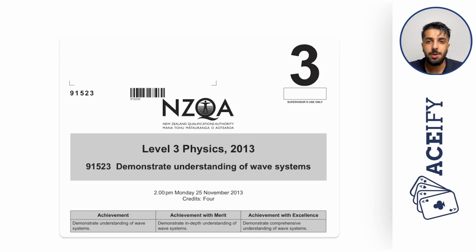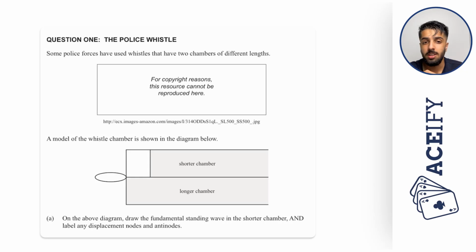Okay, in this video we'll be going through the 2013 Level 3 Waves Exam. Question 1. Some police forces have used whistles that have two chambers of different lengths. A model of the whistle chamber is shown in the diagram below. On the diagram above, draw the fundamental standing wave in the shorter chamber, and label any displacement nodes and antinodes.